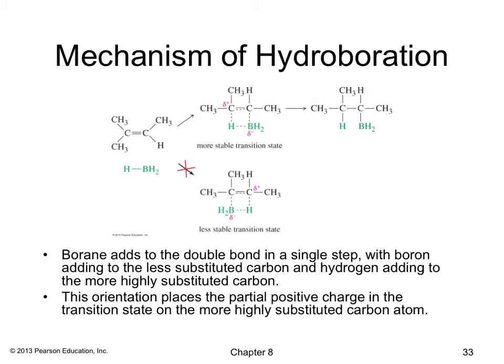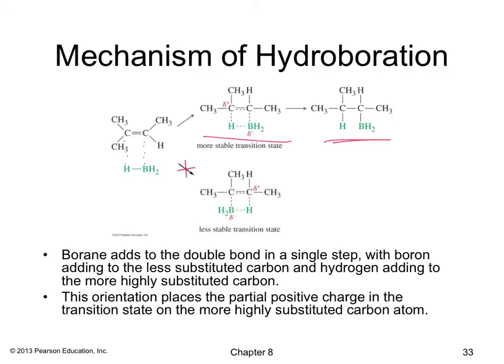So now, once you have that, the BH3 will come in syn, which is at the same side, so they're coming in. I'm going to show you that they're coming in and reacting on top, where you have the BH2 part adding to the least hindered side, the H part adding to the most hindered site. And so this is your transition state generating the product shown here.